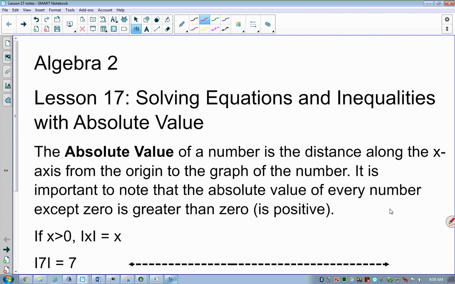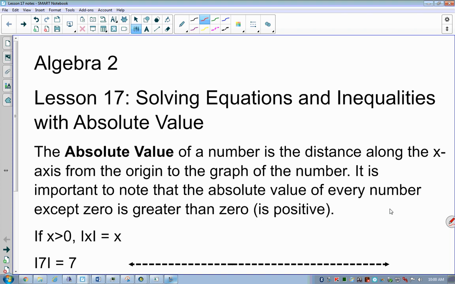I've seen this show up with students in other classes. I'm not sure if this class has had a problem with it. I think more so maybe geometry. Geometry deals a little bit more with length and distance and area and things that have to have an absolute value. The absolute value of a number is the distance along the x-axis from the origin to the graph of the number itself.